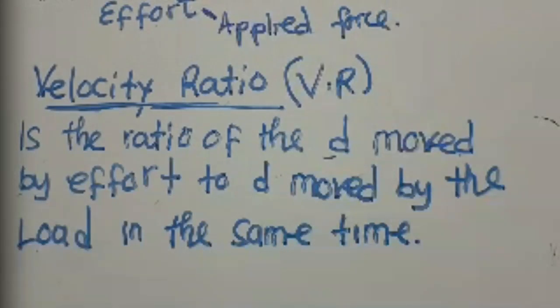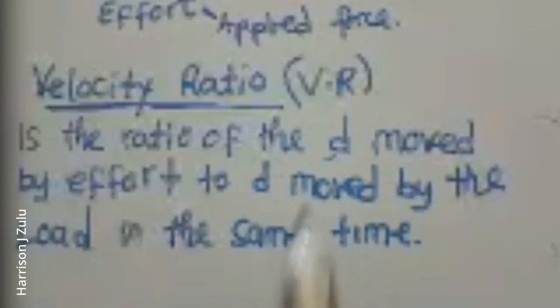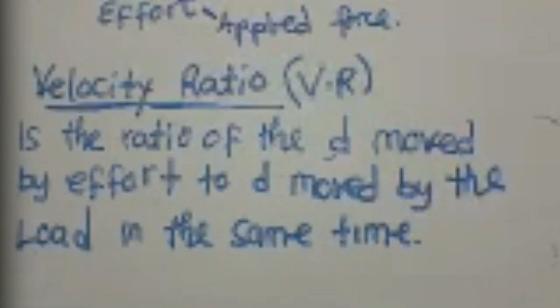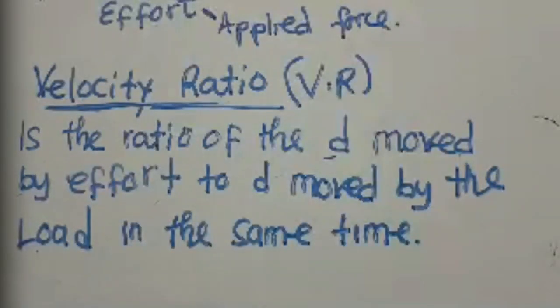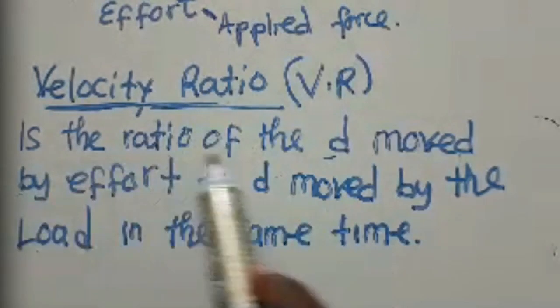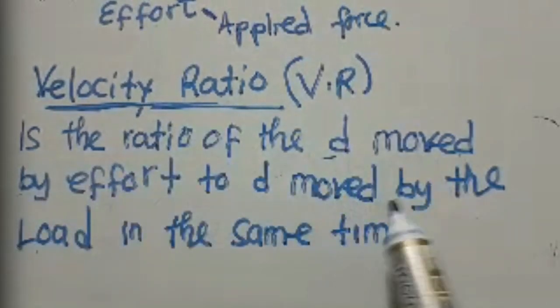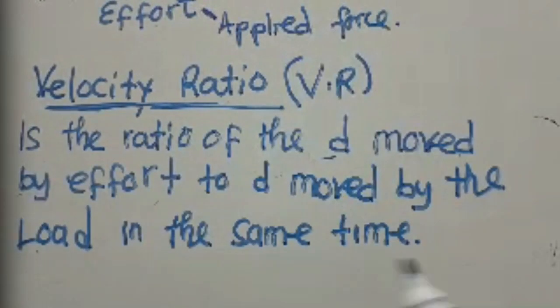Very simple. Have you seen? So what have we said? We've said that this D there is distance. So make sure that you understand it clearly. That's distance. That's distance. So velocity ratio is the ratio of the distance moved by effort to the distance moved by the load in the same time. This is what we are really talking about.